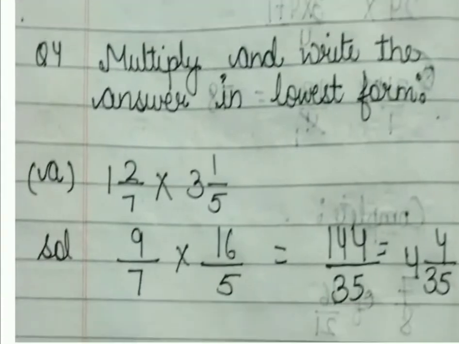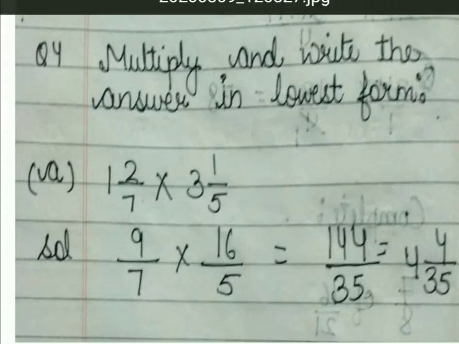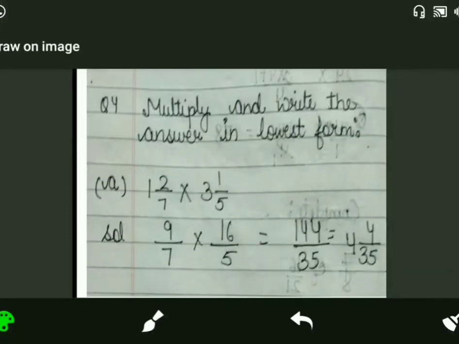Now we do question number 4, A part. Multiply and write the answer in lowest form. It is in a mixed form. So it means firstly you have to convert in an improper form. 1 7s are 7, 7 plus 2 is 9. So 9 by 7 into, 3 5s are 15, 15 plus 1 is 16. So 16 by 5 come.